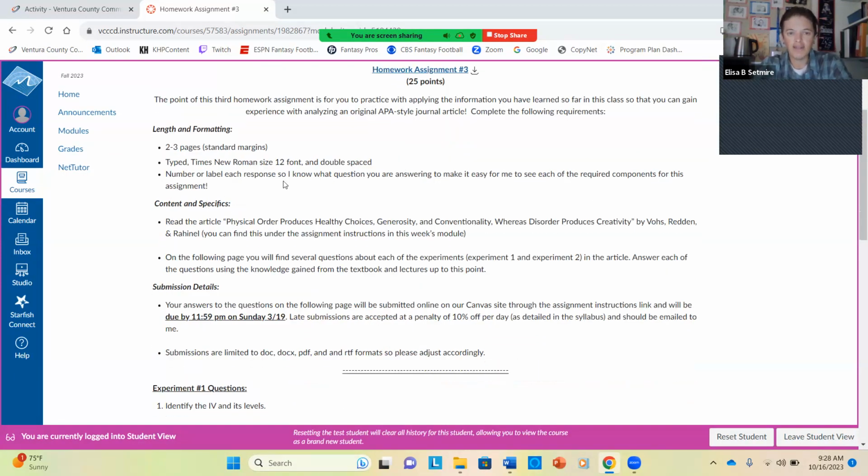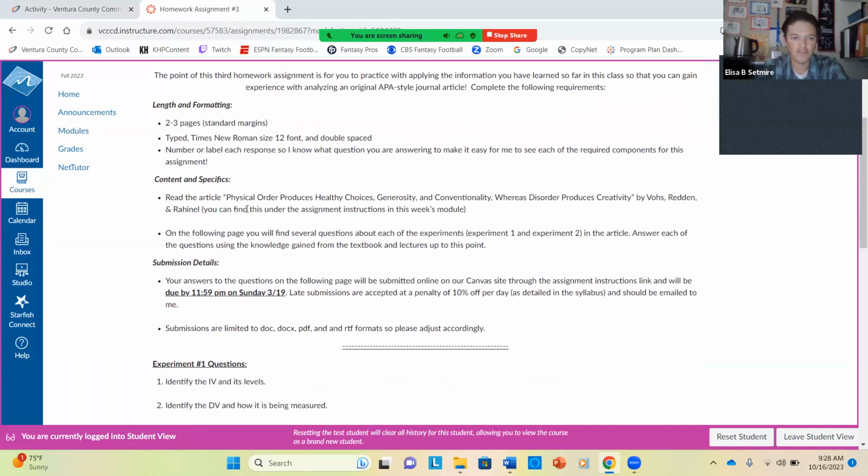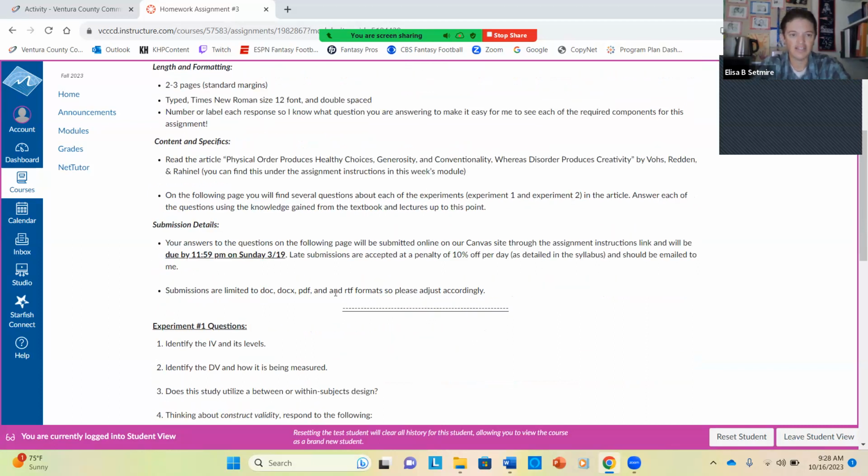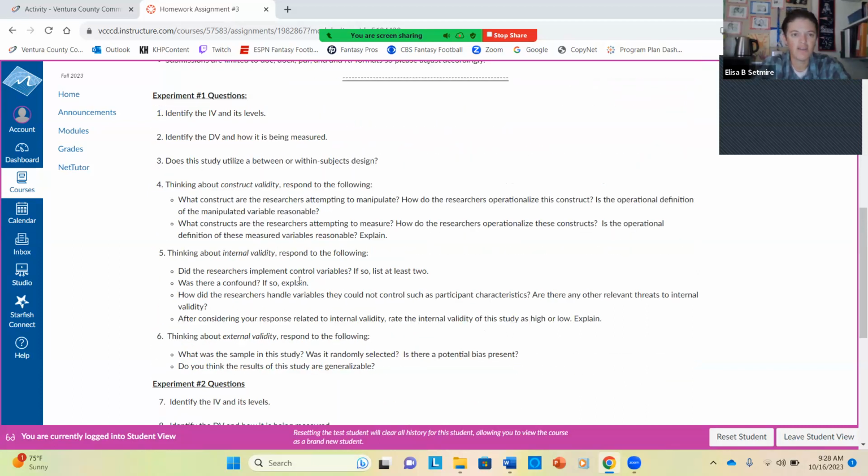Make sure you number and label your responses so that I know what question you're answering. Make it really easy for me to figure out what you're answering. So what you're doing for this is you're going to be reading the article that you can find on the previous page called Physical Order Produces Healthy Choices, Generosity, and Conventionality, whereas Disorder produces creativity. Once you read that article, you're going to then answer these questions that are right here.